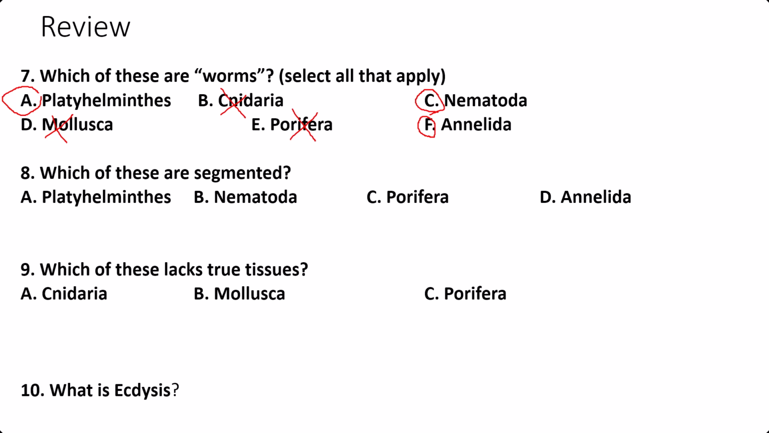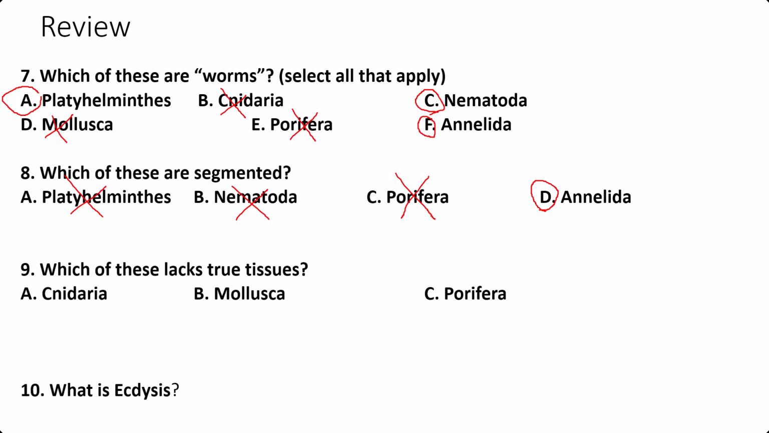Which of these are segmented? Platyhelminthes, that's a flatworm, not segmented. Nematode, roundworm, not segmented. Porifera, sponge, not segmented. Annelid, segmented worm, it is segmented.